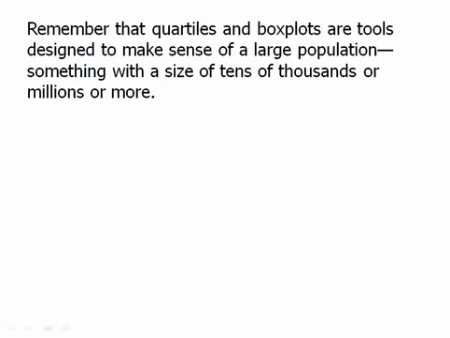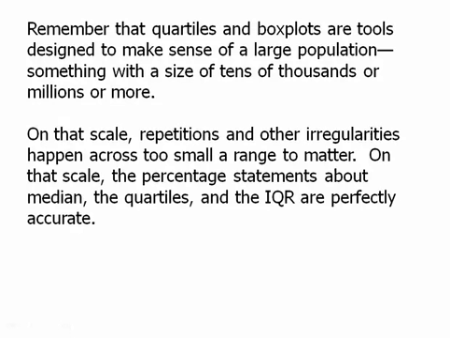Remember that quartiles and box plots are tools designed to make sense of a large population, something the size of a whole country, for example, hundreds of millions of data points. So on that scale, repetition and other irregularities happen across too small a range to matter. Yes, if we look across the whole population, there are going to be coincidences where maybe 2 different people have the same income or something like that. But those small repetitions are going to be too small to matter in the grand sweep of the whole population. On that scale, the percentage statements about the median and the quartiles and the IQR are 100% perfectly accurate.